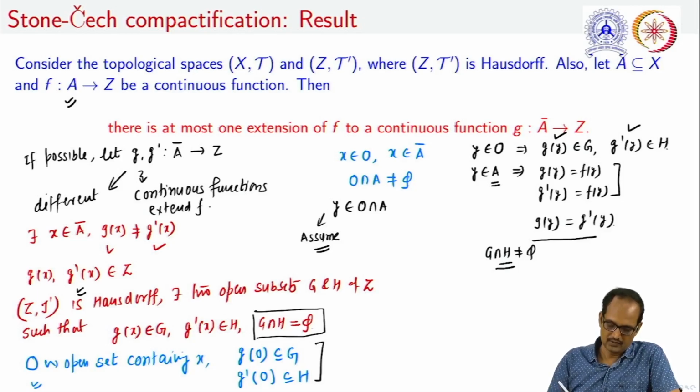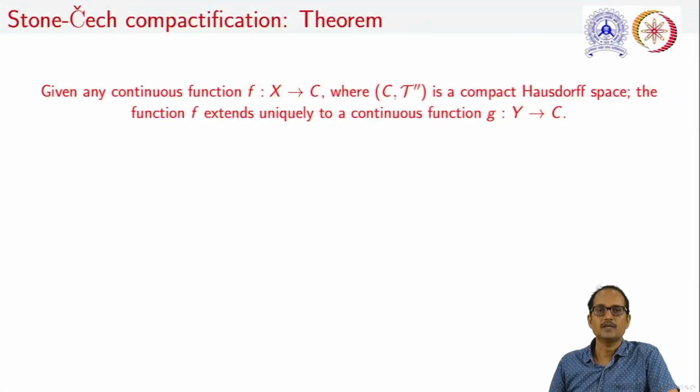Therefore, what we have assumed, that there are two different continuous extensions G and G dash from closure of A to Z, is not possible. That is, there will be at most one extension of F to a continuous function, that is G, from closure of A to Z. Now let us see one of the properties of Stone-Cech compactification, what we have discussed.